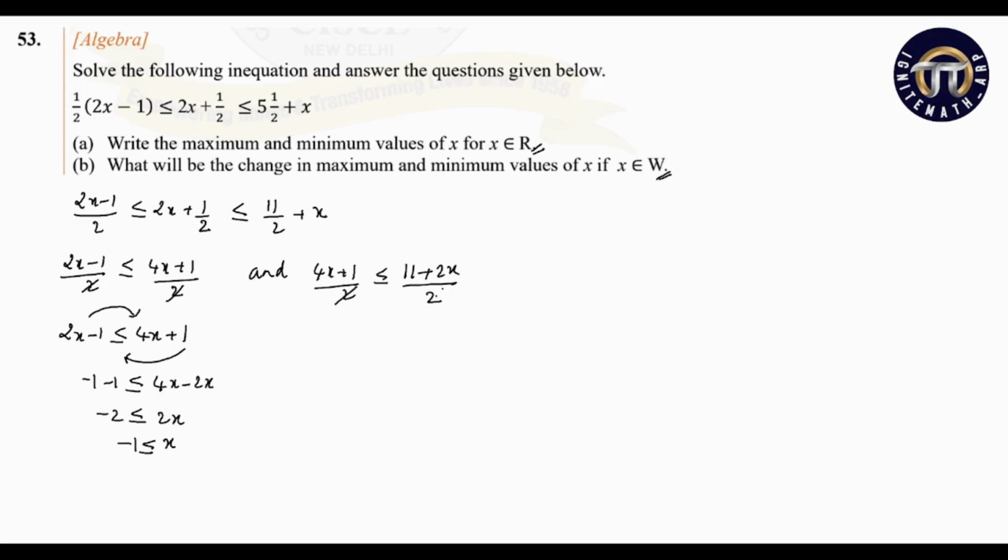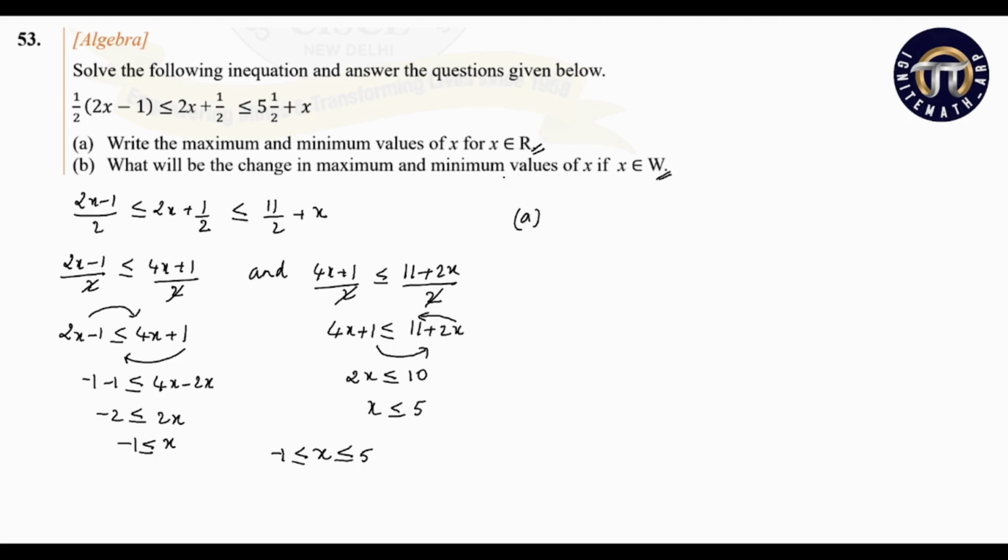So over here again 2 will get cancelled. So 4x plus 1 is smaller than or equal to 11 plus 2x. So 2x is taken to the other side, 1 is taken to the other side. So 2x smaller than or equal to 11 minus 1, 10. So x is smaller than or equal to 5. If I write the range of values over here, x is greater than or equal to minus 1, smaller than or equal to 5. So now let me consider the first question.